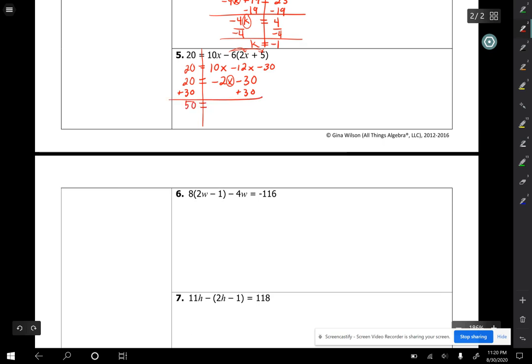50 equals negative 2x. Still need to solve for the x, so I can divide by negative 2 on both sides, to get 50 divided by negative 2 is negative 25, equals x.